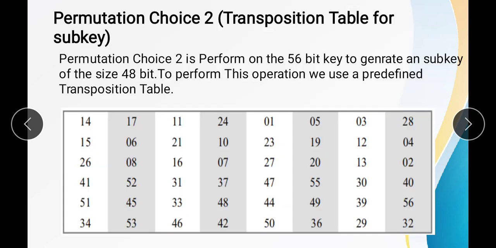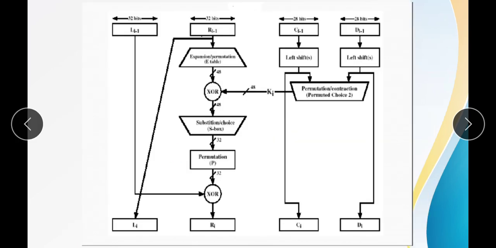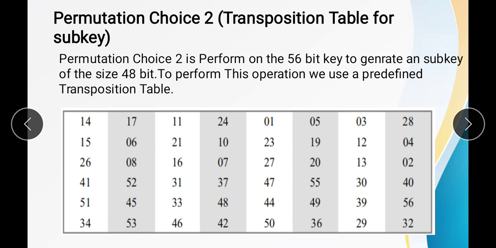Okay, now we have to perform permuted choice 2. After combining the 28-bit halves of the key, we have to apply the permuted choice 2 operation here, so that we get an output of 48 bits. So the input will be 56 bits and the output will be 48 bits. That operation is performed using this transposition table, which is used for the permuted choice 2 operation.